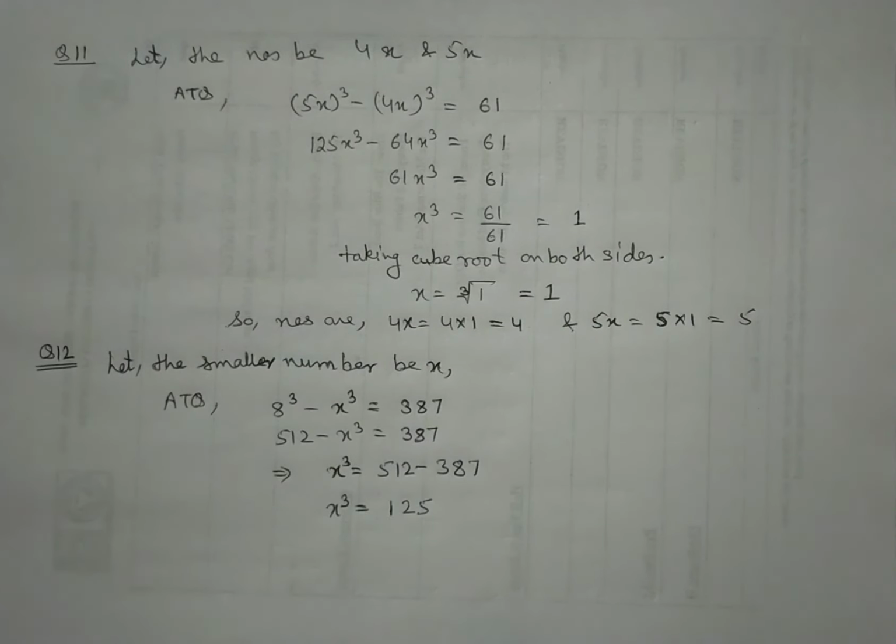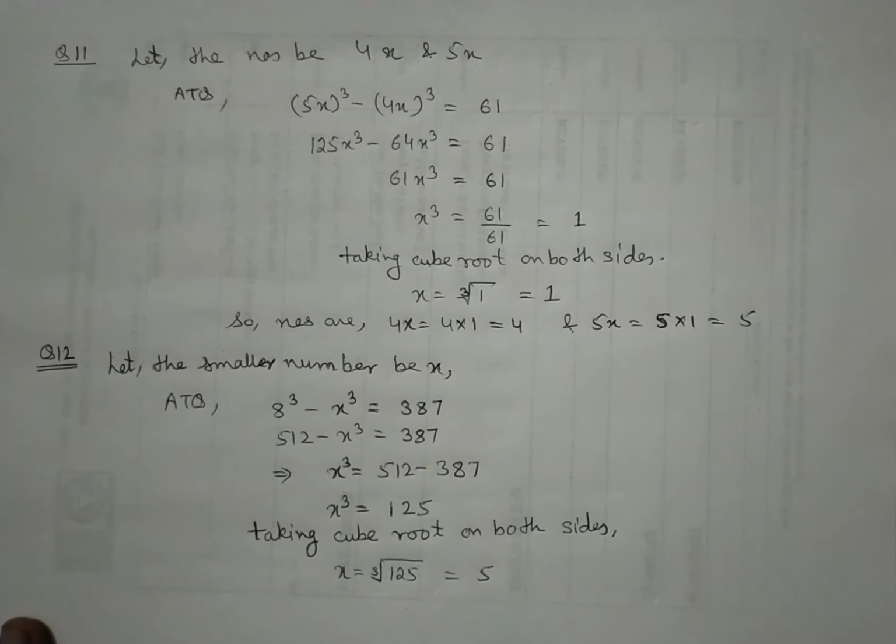And now we are going to find the value of x cube, and we get the value of x cube as 125. Now we are going to take the cube root on both the sides, and here on taking the cube root on both the sides, we get x equals to 5. So the cube root of the smaller number is 5. That's all in this video.